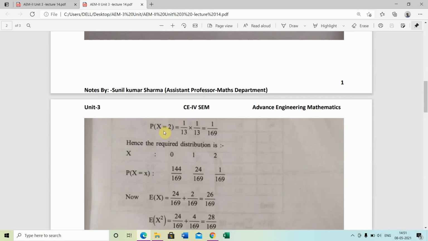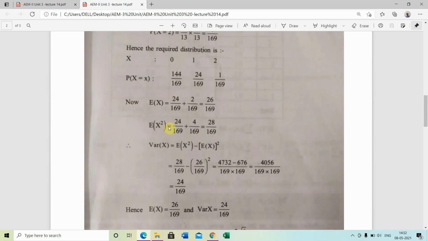Similar way for P(X = 2), if both cards are aces, first and second both, so 1 upon 13 multiplied by 1 upon 13, that is 1 upon 169. This way we find the probabilities P(X = 0), P(X = 1) and P(X = 2). Then the required distribution is: X equals 0, probability 144 upon 169; for X equals 1, 24 upon 169; and for X equals 2, probability 1 upon 169. Now we find mean and variance. First of all, mean, it is the expectation of random variable X.